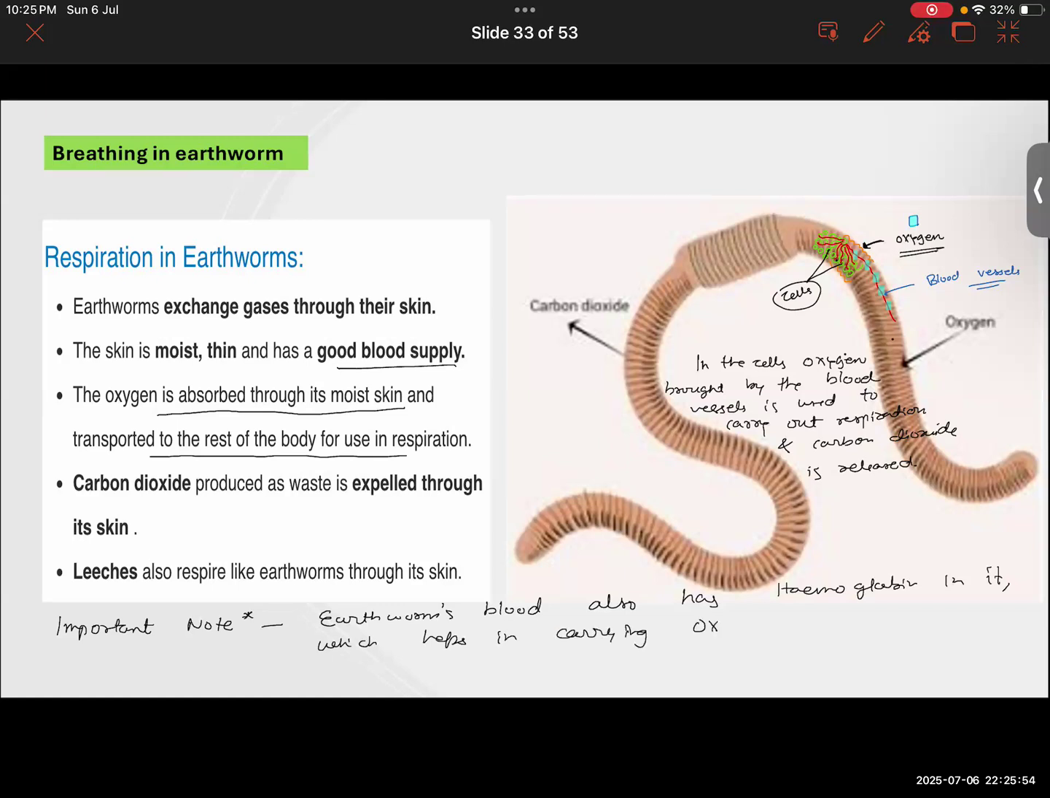Because what does hemoglobin do in our body? Even in our body it helps in carrying oxygen, and the same thing the hemoglobin does here, just like in humans. Hope it is clear. Yes, sir. Another very important thing is that it is necessary for the earthworm to stay in moist places, because moist skin is essential for respiration. They will die in dry soil because they cannot breathe if the skin becomes dry.